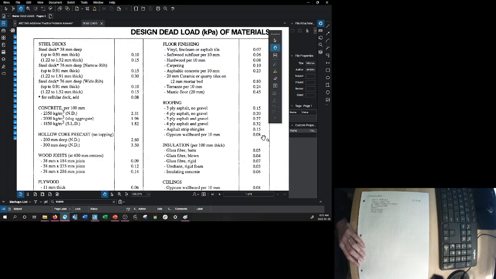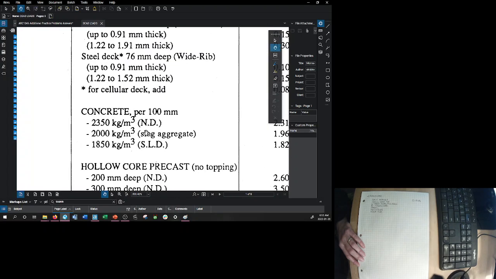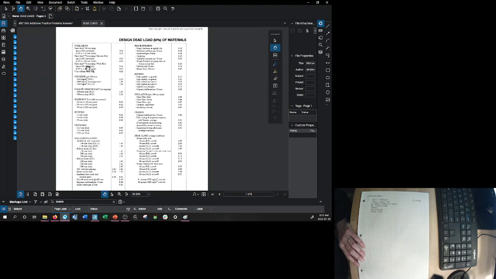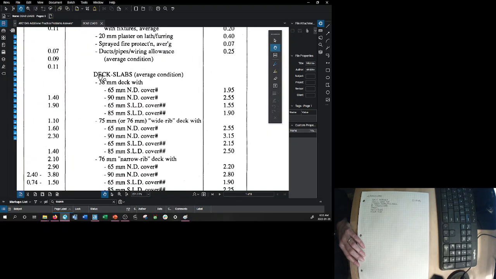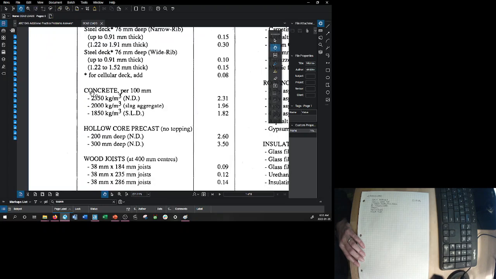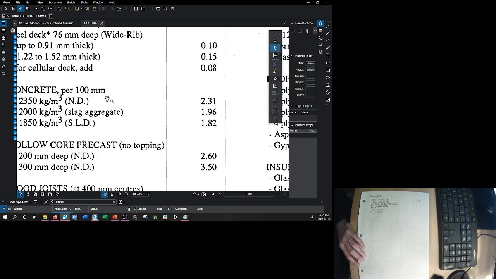102 millimeters of concrete topping. Well, there's steel decks here. Concrete per 100 millimeters. Now, if this was concrete on metal deck, we wouldn't take this and try to solve it. For concrete on metal deck, they have deck slabs, which is metal deck with a concrete amount on top of it. But that's not what we have here. We have just plain old concrete. And this is per 100 millimeters of concrete. And they've given us a weight for normal density concrete. Now this says 2.31 per 100 millimeters.